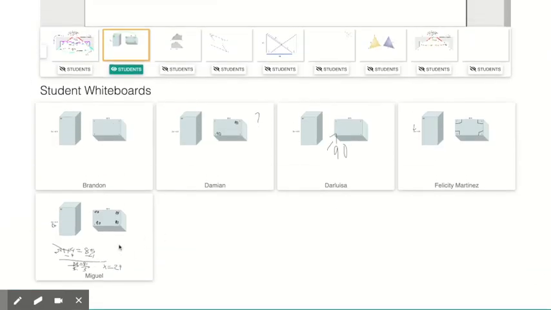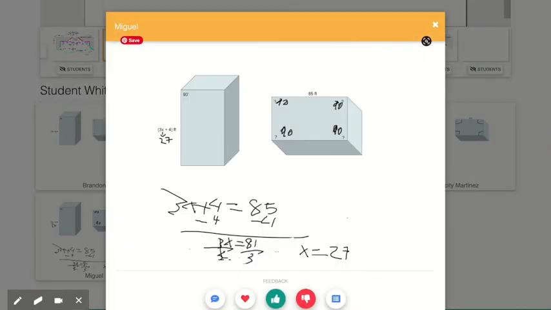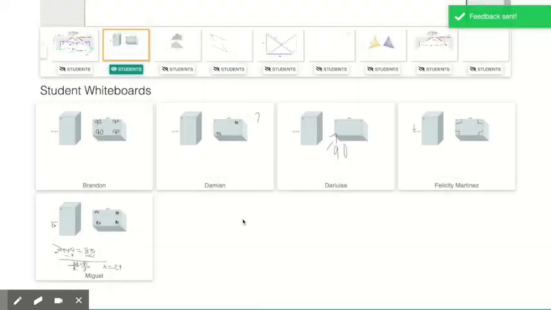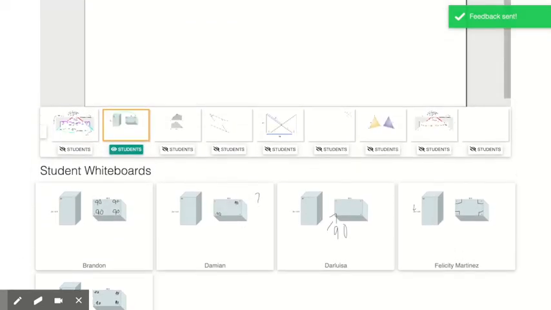The side was a challenge, and Miguel, I see your response, and your response is correct. So thank you, Miguel, Felicity, Darluisa, for your participation out loud. Damien and Brandon, thank you for your participation on your boards. I did see you participate on your boards. And as soon as you click the link, you are free to go. I'm going to close the meeting in about 30 seconds.